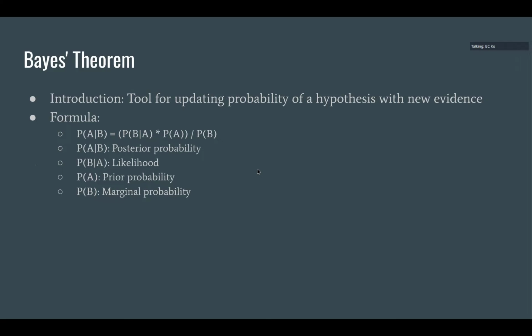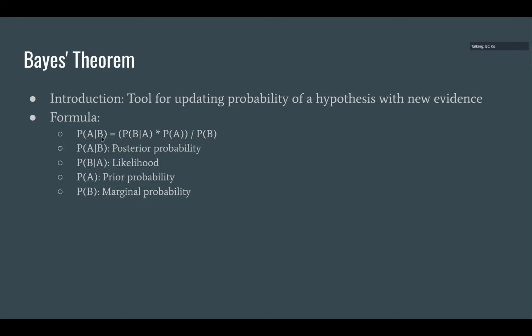So Bayes' theorem allows us to update the probability of a hypothesis as we get more evidence. And this is widely used in fields like medicine, finance, machine learning, and more. So the formula for Bayes' theorem is probability of A given B equals probability of B given A times probability of A divided by probability of B.